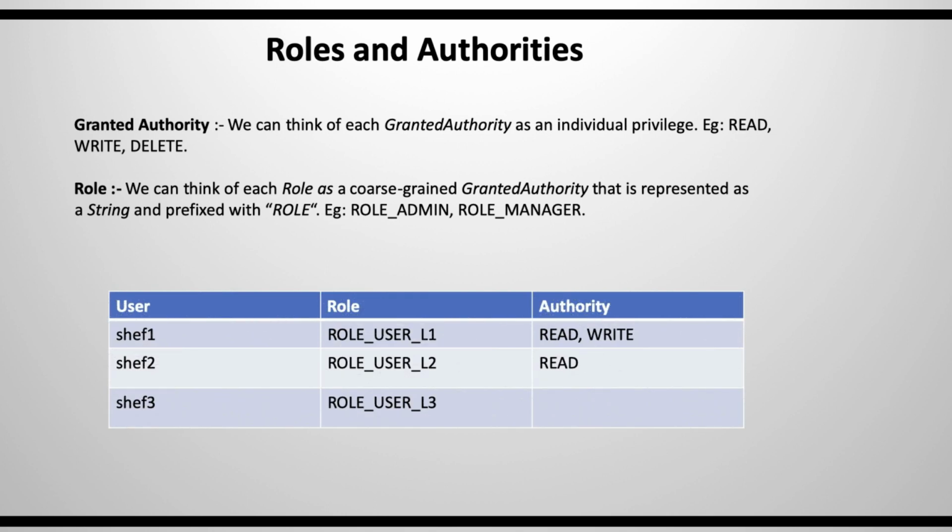As part of this video, we'll be having these users and the roles and authorities as mentioned in this table. We'll have the user chef1, with the role USER_L1, and the authorities read and write. And chef2 will have the role USER_L2 and the read authority, and user chef3 will have only the role USER_L3 and no authorities assigned to it.